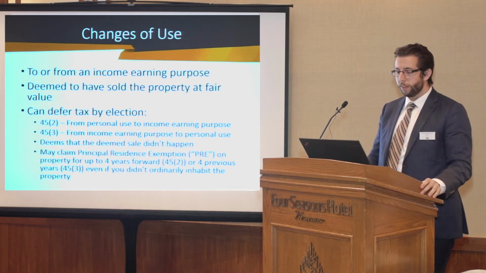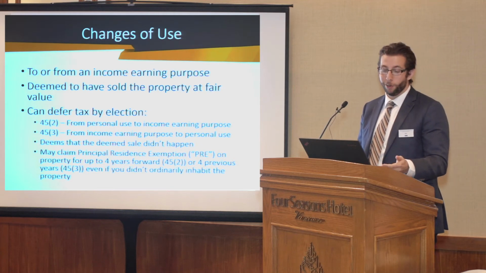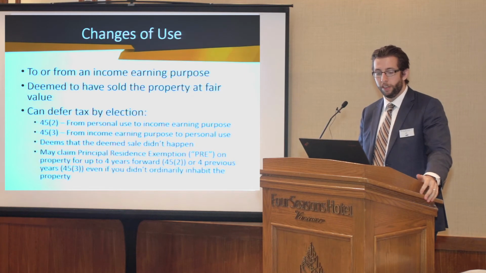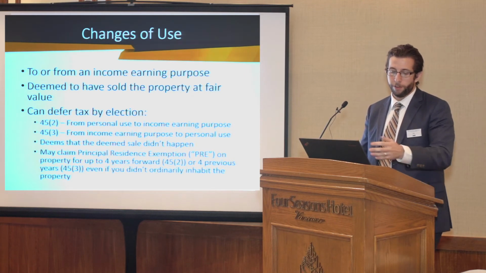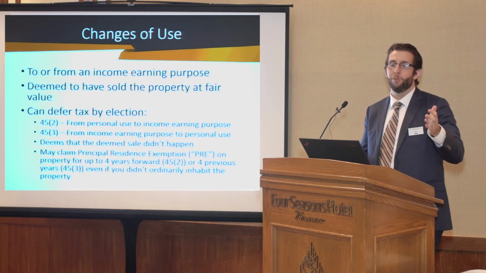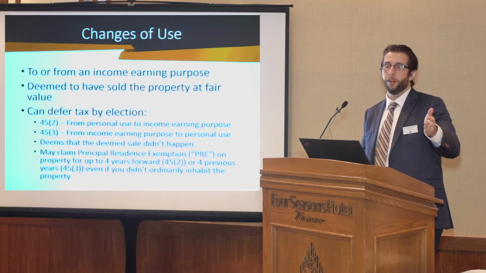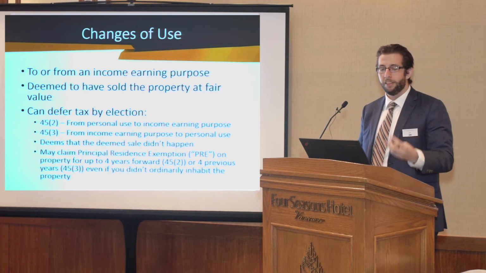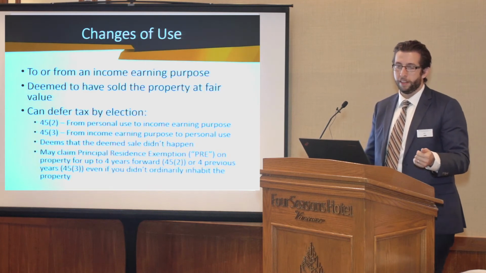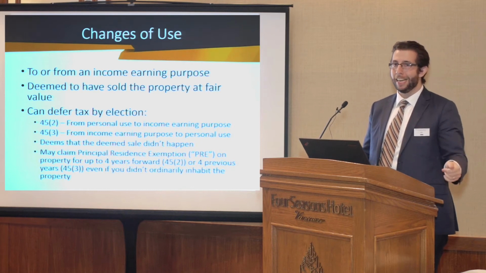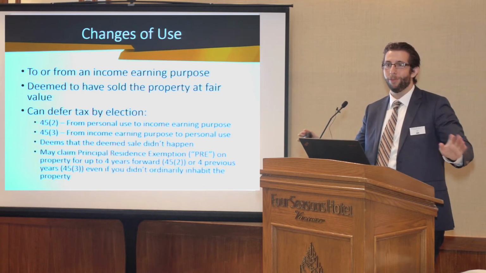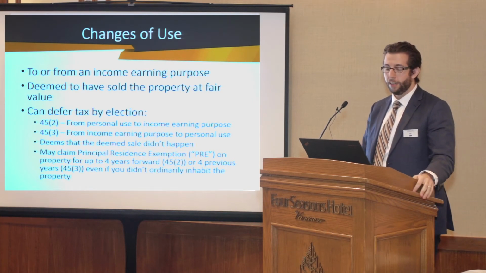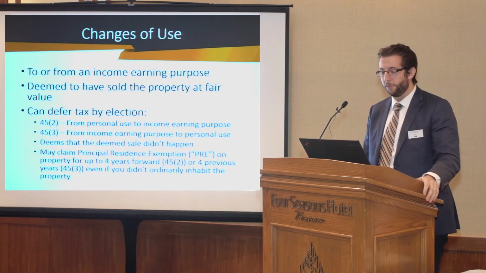What can you do? Well, one of the things you can do is kick the can down the road and defer the tax with one of these elections. So the 45(2) and 45(3), basically one applies when you're going from a personal use property to an income earning one, and the other one is in reverse. And these elections do two things. One of them is that they deem that deemed sale didn't happen, so it's just saying, okay, we're fine, nothing's happened, you don't have any immediate tax consequence. So that can be good in a number of circumstances.